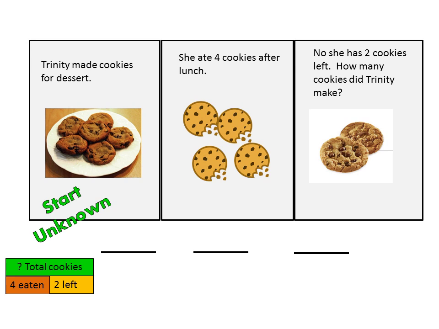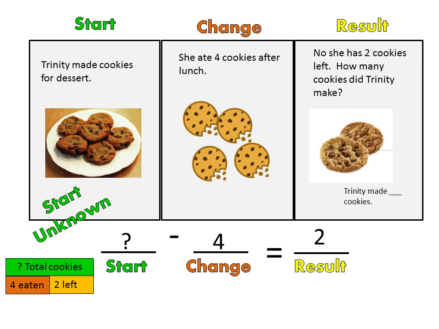She ate 4 cookies after lunch. Now she has 2 cookies left. How many cookies did Trinity make? What's the unknown? It's how many she made. It's the start. Trinity made blank cookies. So something minus 4 equals 2. That is the situation equation. I need to be able to write that equation. What's happening in this story problem?